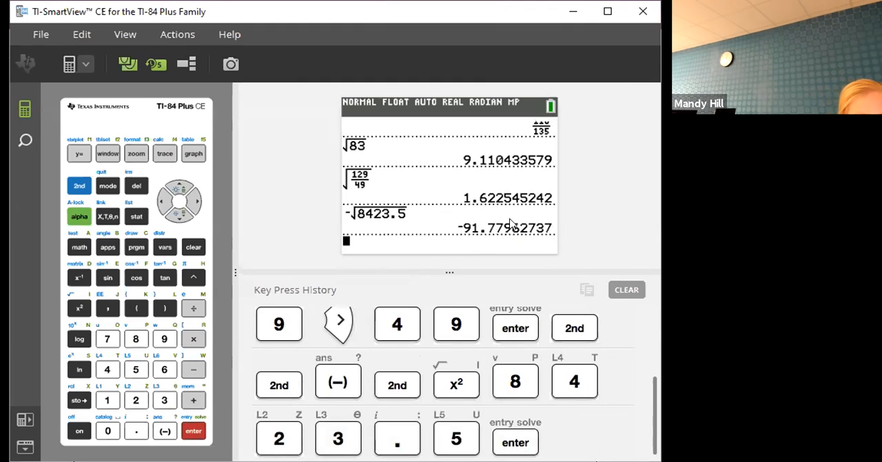Okay, and then they do want us to round to 3 decimal places, so negative 91.779. This 6 is going to make that 9 round up, and the only place it can go is to a 0, so that's going to make that 7 round up to an 8. So negative 91.780.